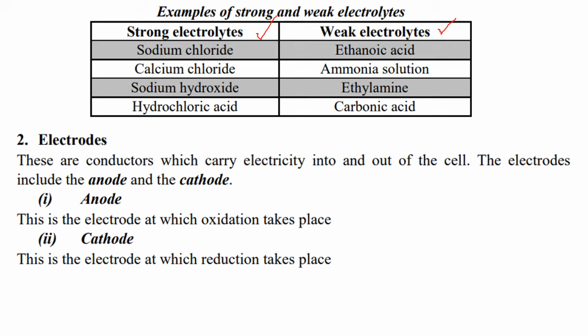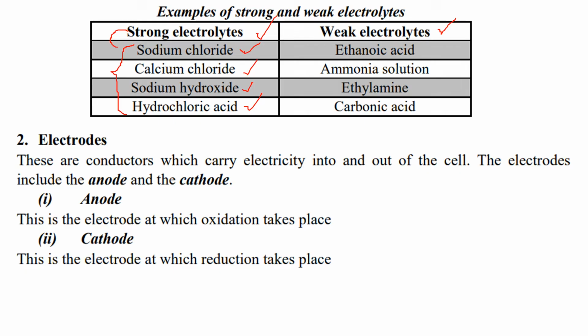Or ammonia solutions. So for example, we can have some of the strong electrolytes. We have sodium chloride. You notice that the strong electrolytes are going to be formed from a strong base together with a strong acid. So sodium chloride, just like we looked at them in ionic equilibria. So under strong electrolytes, we are going to have sodium chloride, calcium chloride, sodium hydroxide together with hydrochloric acid.